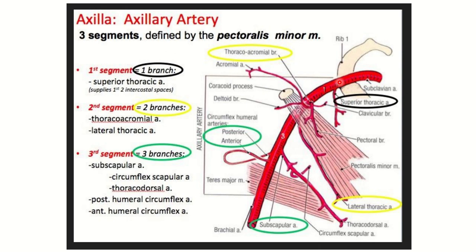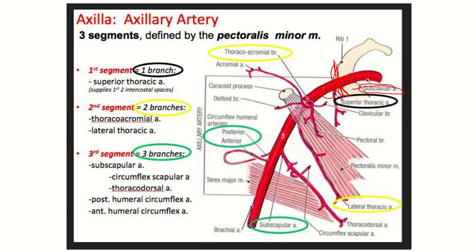When it passes the outer border of the first rib, here the axillary artery starts. So our starting point is here. Here is the starting point of the axillary artery. That means at the outer border of the first rib, the axillary artery starts, and it is a direct continuation of the subclavian artery. And here we can see a muscle.